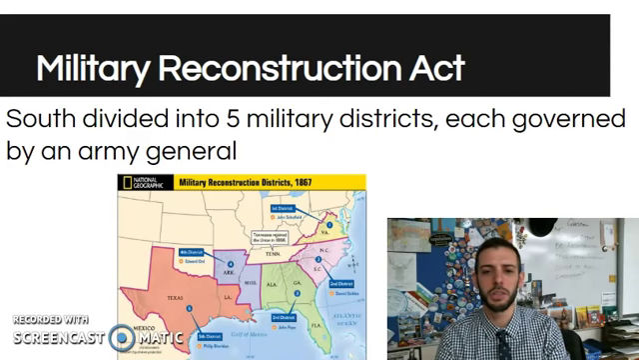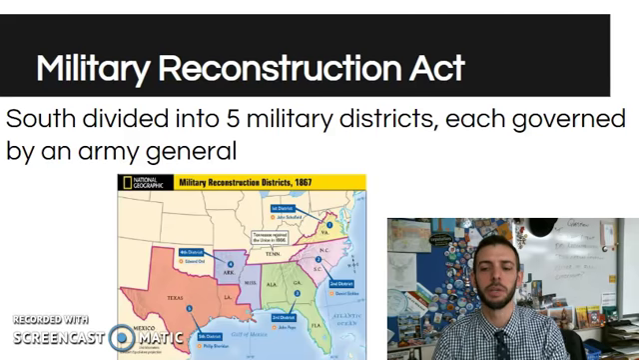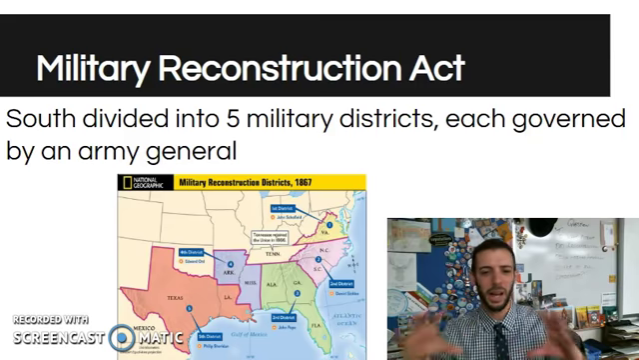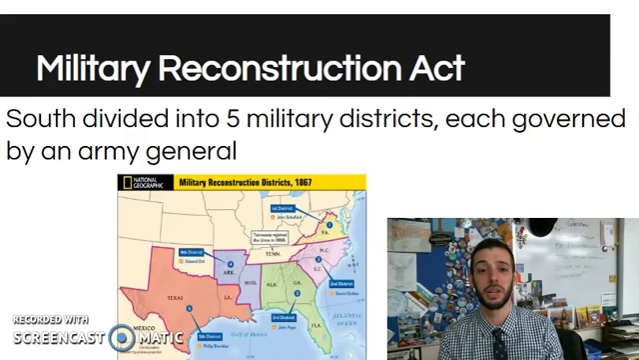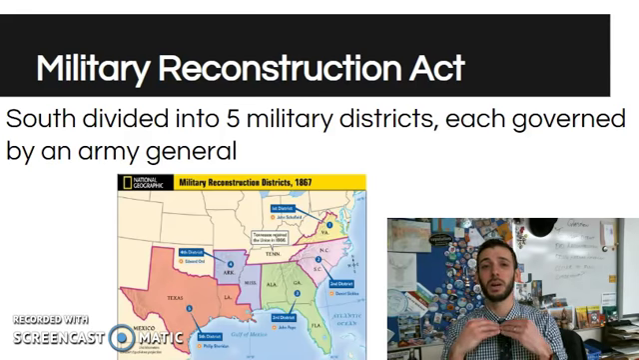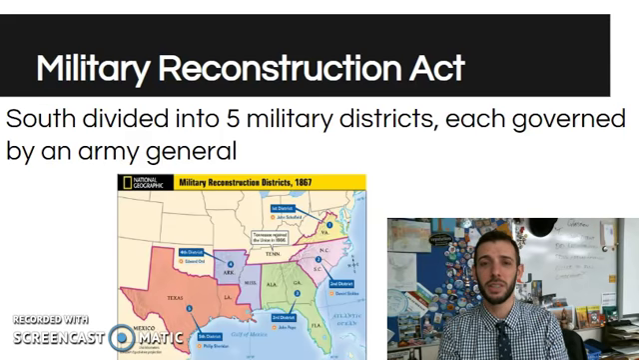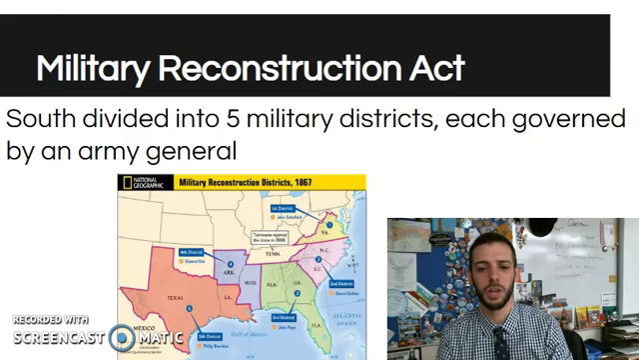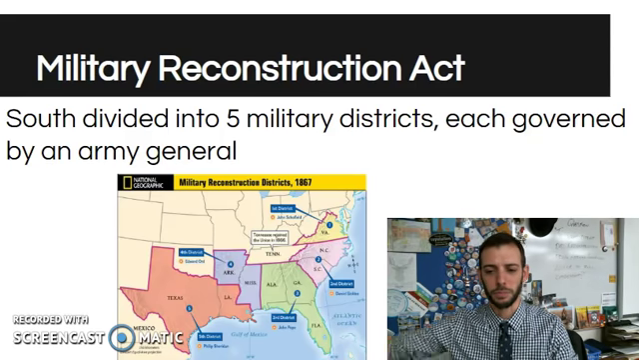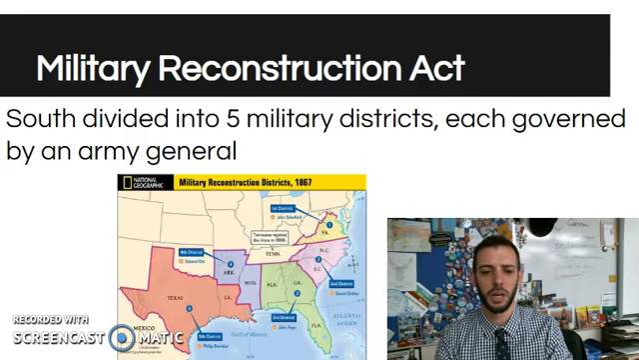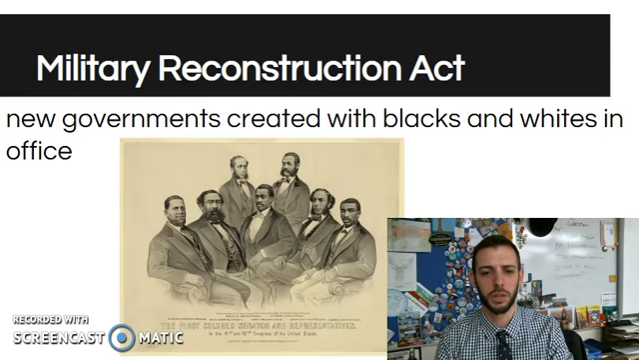Okay. The next event is called the Military Reconstruction Act. In the Military Reconstruction Act, Congress sends the military down to the South. They divide up those southern states into 5 military districts, and each district is governed by an army general. That means they're not giving that power of the government back to Southerners yet. They're having the U.S. Army in charge of those districts in the South. This map right over here is showing us where those 5 military districts are. You see 1st, 2nd, 3rd, 4th, and 5th district.